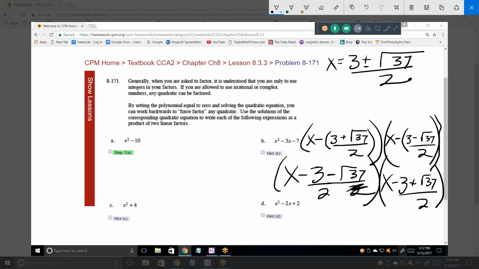Okay? In other words, it's just like if I told you that the 0 was at x equals 3, you would immediately know the factor is x minus 3, right? Well, it's the same thing. Even if you have to use the quadratic formula to solve it, your answer is x minus one solution times x minus the other solution.